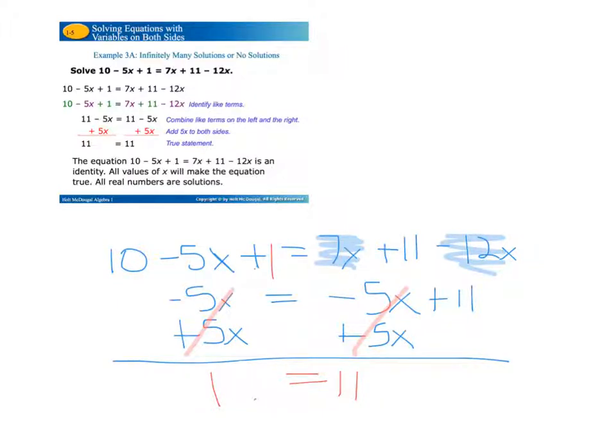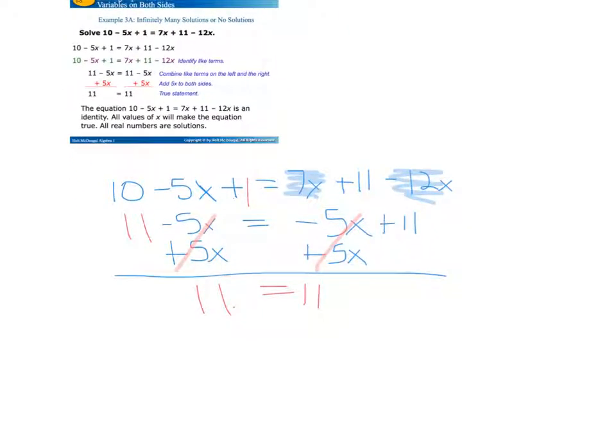Okay, so that changes my answer from no solution to infinitely many. Because once the variables cancel away, if you are left with the same number equaling the same number, then this would be infinitely many solutions. It's not going to matter what the value of x is. Vincent said he got 1 because he subtracted 10 from both sides and left the 1 there. He made a mistake.